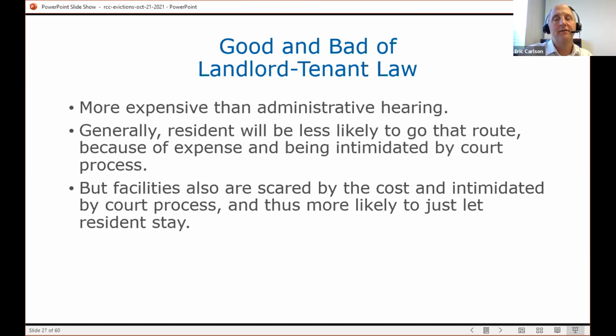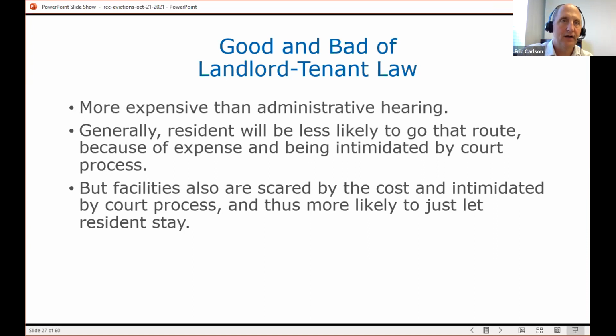It's more expensive. Again, it's more complicated. It's a lawyerly process that's more formal than the administrative hearing process. But that cuts both ways. It's less attractive for residents. It's less attractive for facilities as well. And the burden is on the facility to file the case.